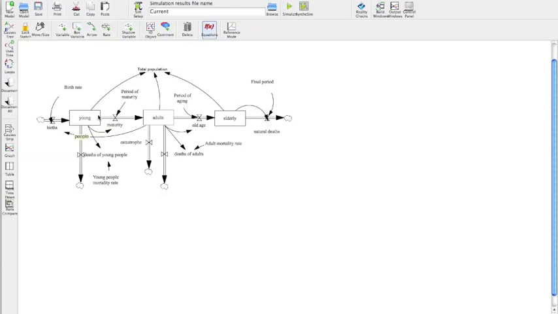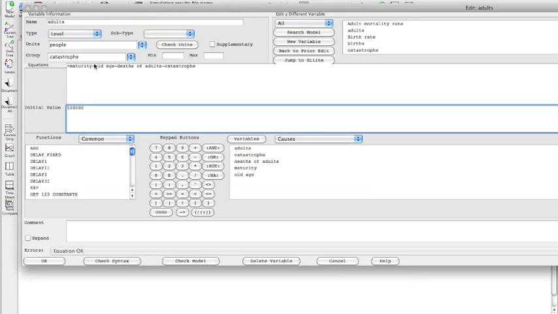Okay. So let's look at adults now. The adults are fed by the young through maturity. If you look at the adult equation, maturity feeds into that.